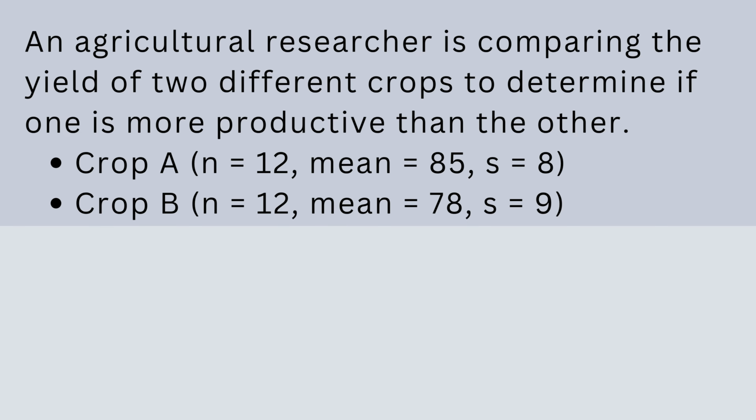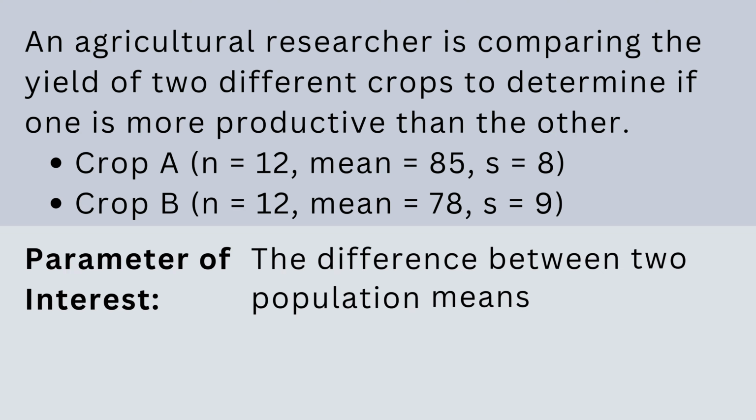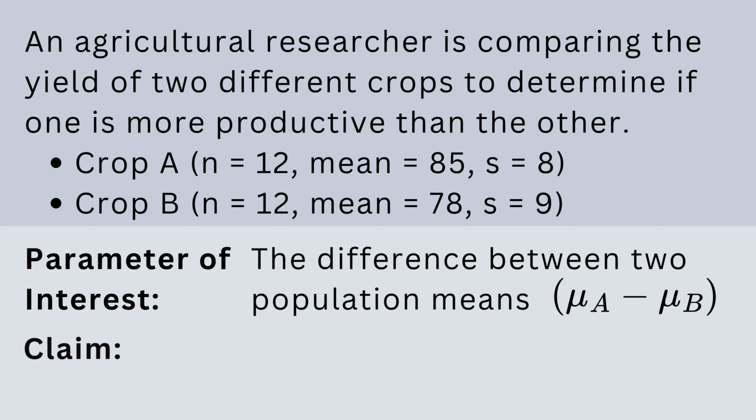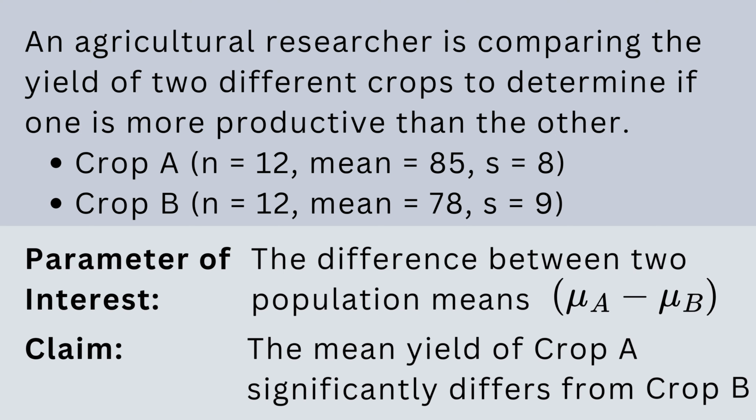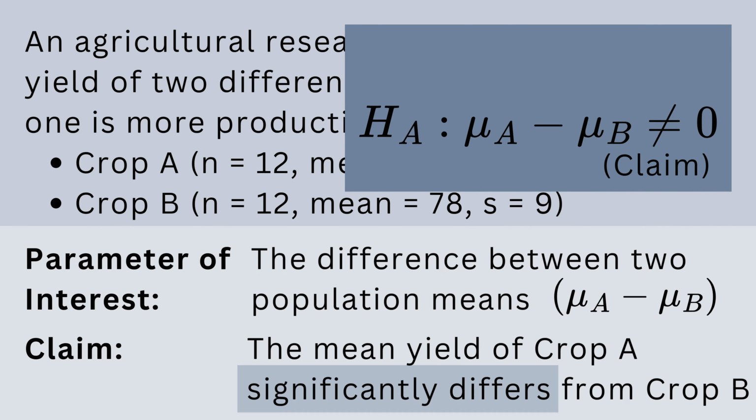We first define our parameter of interest, which is the difference between the two population mean yields. The study aims to determine if a significant difference exists. Since this claim implies an inequality, not equal to, it serves as our alternative hypothesis, while the null hypothesis assumes there is no significant difference between the yields.